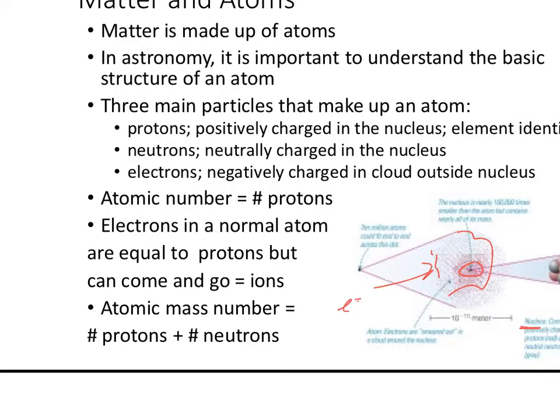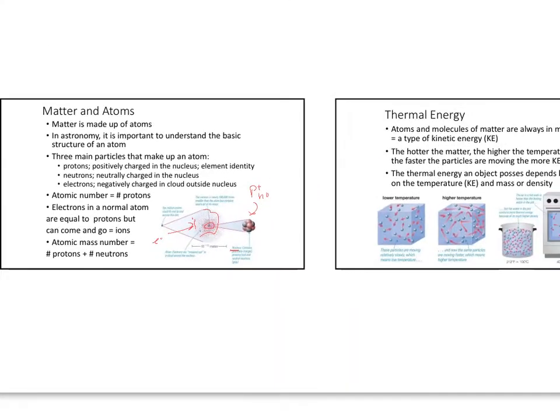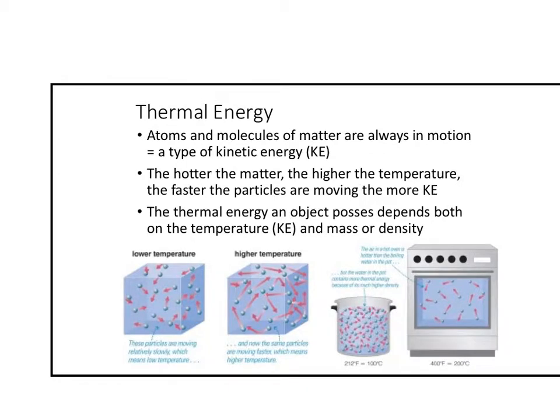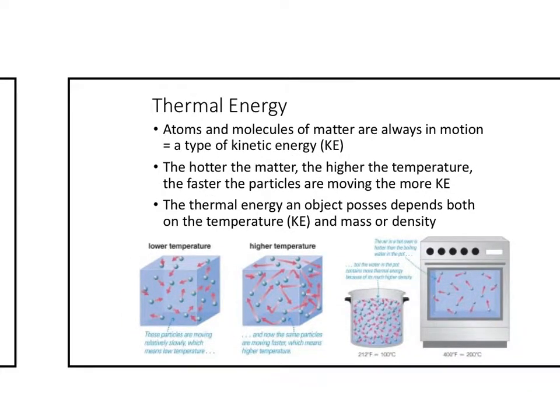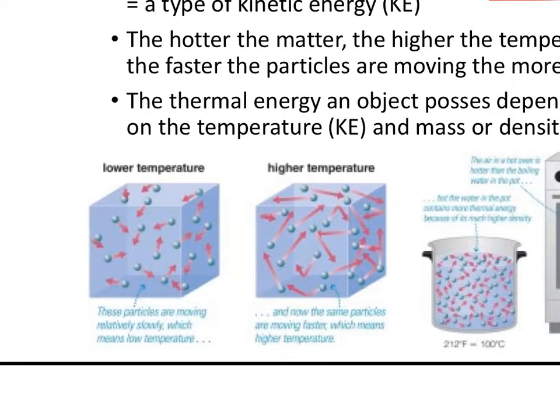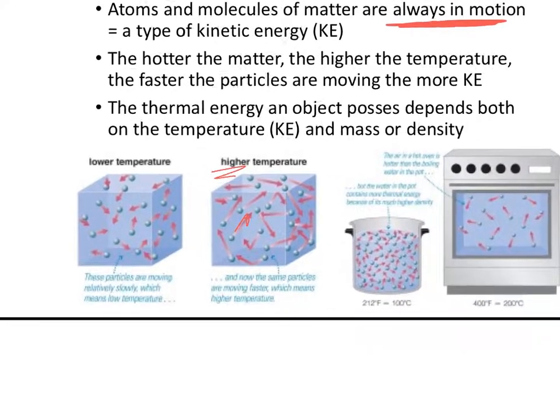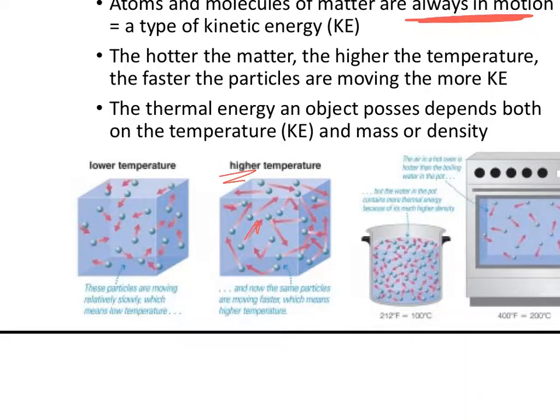Let's see. Then I've got thermal energy. So thermal energy is measuring basically how fast objects are going. Here we've got two boxes, and if you use the length of the arrow for how fast it's going, you can tell this is the higher temperature because they're buzzing faster. This is the lower temperature. That's what I'm after there. And actually, all matter has a certain amount of motion, and motion is associated with what we call KE, or kinetic energy.